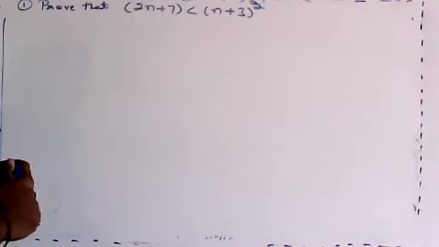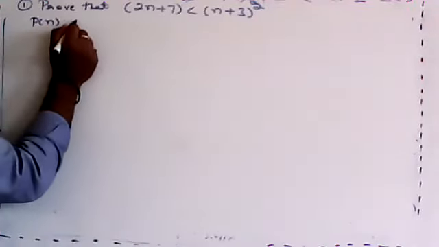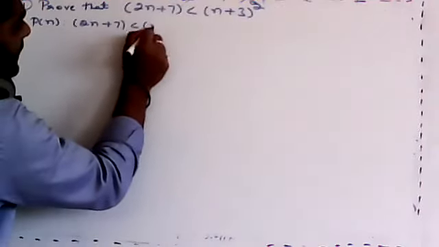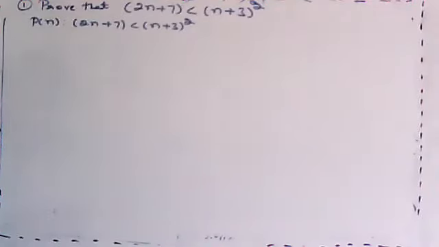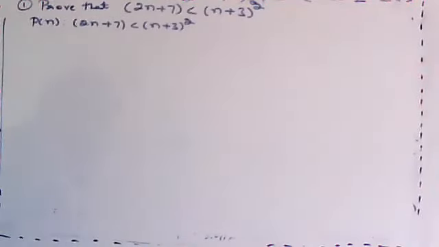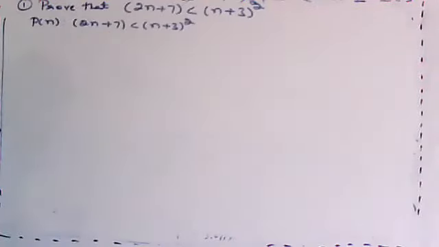Now tell me, for the given problem, what do we take as P of n? P of n is 2n plus 7 is less than (n plus 3) the whole square. Correct? That is P of n. Can you tell me the next step?